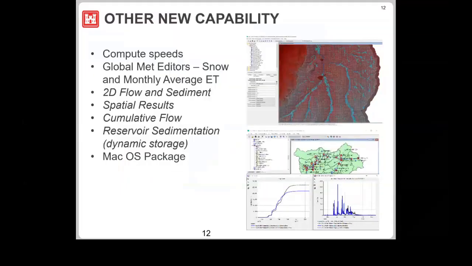And then real quickly, let's talk about some of the other new stuff that's coming up. Compute speeds are going down, which is the right direction for compute speeds. Let's see, 4.4 to 4.5 to 4.6, each level of the way. We parallelized in 4.4, and then in 4.5 we did an enhancement based on accessing the paired data curves that sped that up, especially for snowmelt models. Adding global meta editors, the snow global, and we added monthly average ET.